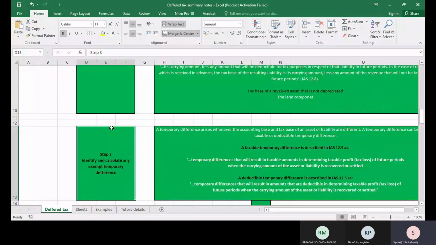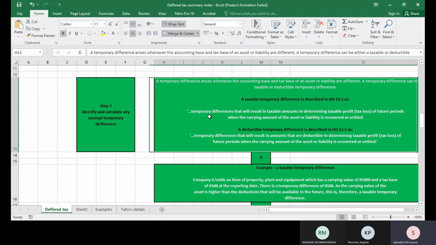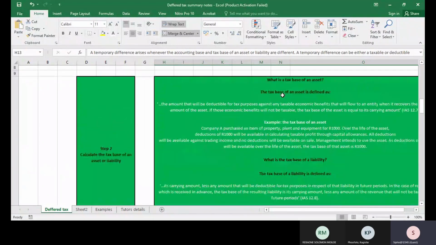We are going to step 3. Step 3 says identify and calculate exempt temporary differences, right? So now, a temporary difference in terms of IAS 12 arises whenever the accounting base, which is the carrying amount, and the tax base of an asset or liability are different. If these two are the same, you're not going to have a temporary difference. You agree with me?